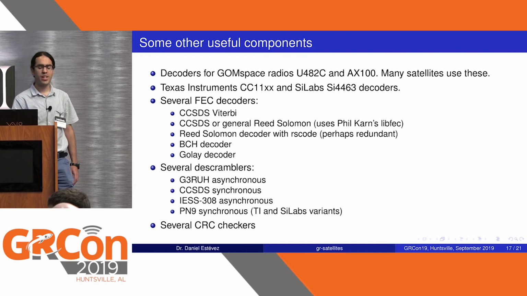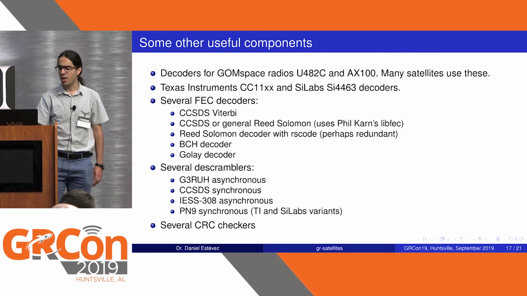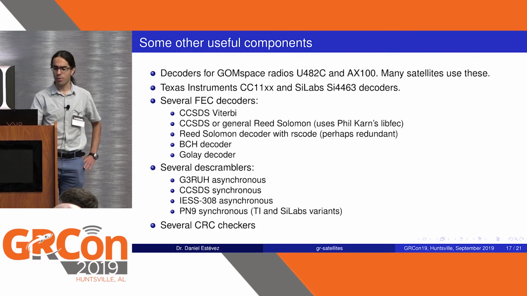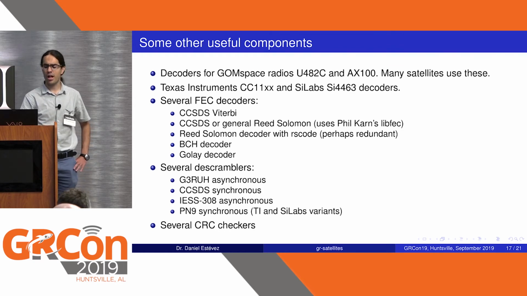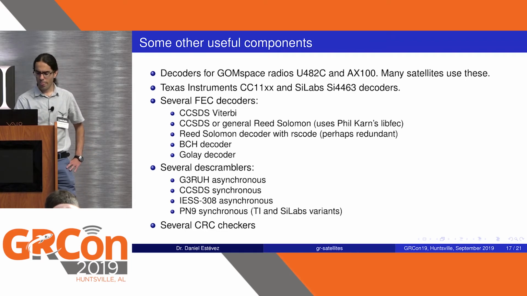Of course, there are several different forward error correction decoders: CCSDS, using Phil Karn's very nice libfec, and also using RS code, which is probably redundant, since the same kind of decoding could be done using Phil's libfec. Also a BCH decoder, Golay, and so on. And there are several descramblers for use with protocols, and CRC checkers for CRC16, CRC32, etc.